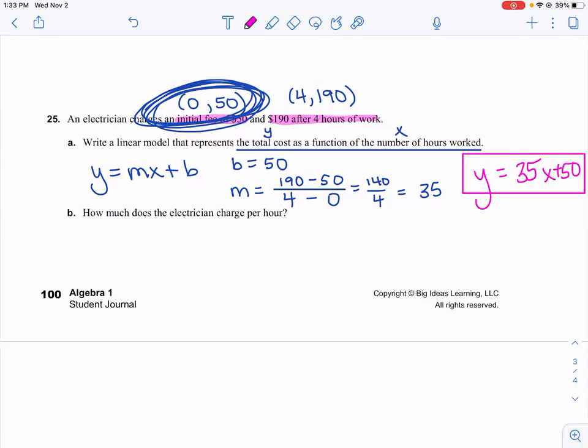Amelia, do you have something to add to that? I was just gonna say, x is the number of hours, and they're asking the charge per hour. So if I have $35 per hour times the number of hours, remember slope is a rate of change, right? And it is a constant rate of change.